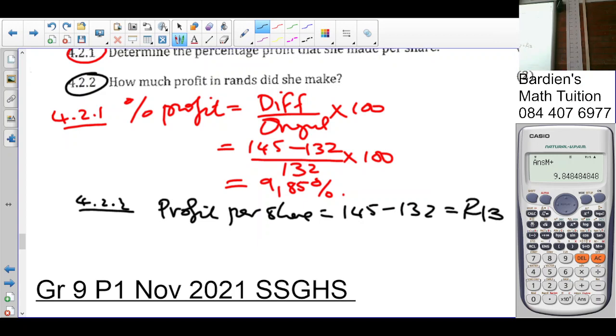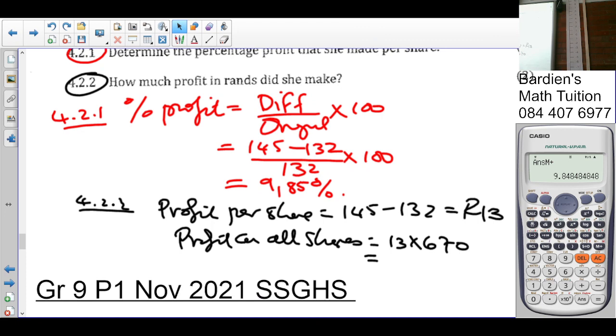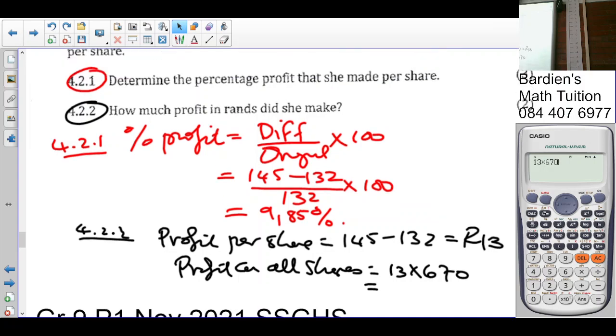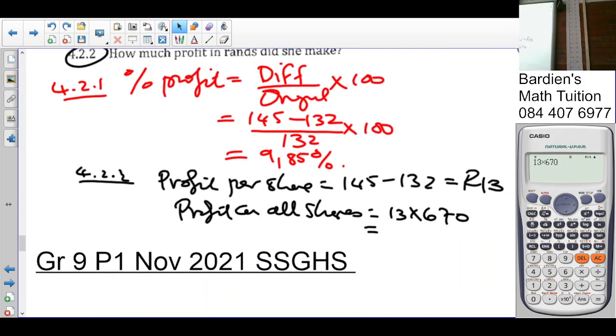So profit on all shares is going to be 13 Rand times 670. So it's 13 times 670. So that's the number of shares that she has there. 670. Gives you 8,710 Rand. 8,710. Well, importantly, you could have done it all in one calculation. Okay. Any confusion here?